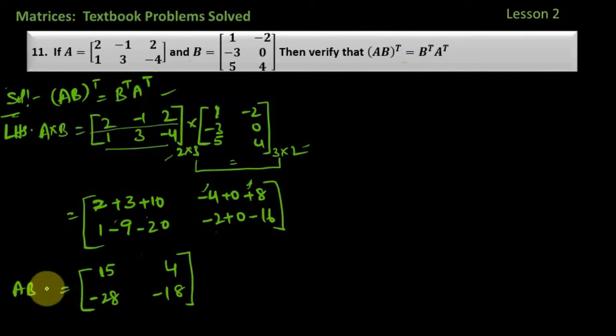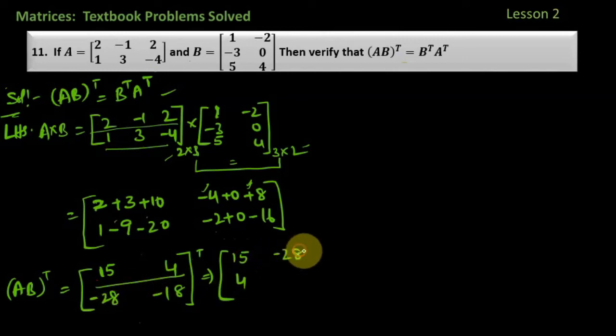Now we will find the transpose of this. Whole transpose means the transpose of this matrix. So what is the final answer? Transpose of this means these rows will become my columns. That is 15, 4. Second row minus 28 and minus 18. This is my final answer of AB whole transpose.